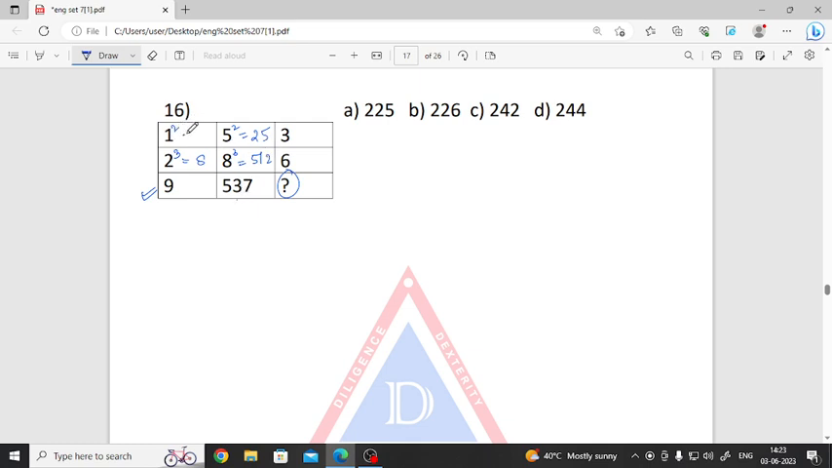So both the numbers are added. Similarly, 3 squared means 9. 6 cubed means 216. Adding both the numbers, we get 225. So the option is A. So what was the solution? Squaring the first number and adding it to the cube of the second number. Square the first, cube the second and add. Okay? Next.